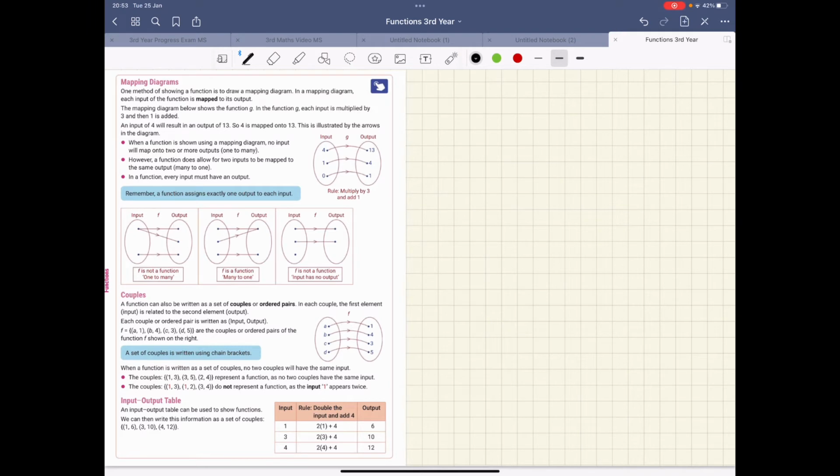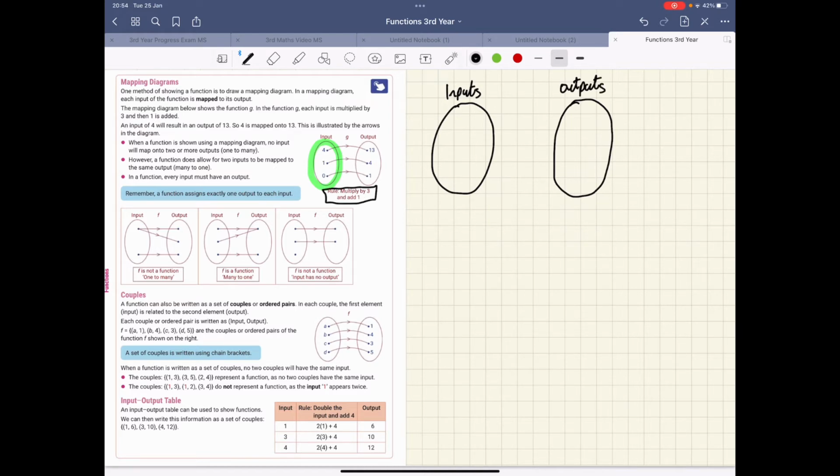On the next page, they talk about mapping diagrams. This is just a visual way of showing some of the functions that we deal with. In a mapping diagram, our list of inputs, the things that we're going to put into our function, is given its own oval shape. I can draw it out over here. So if I do a little oval shape like that, this represents my inputs, and these are going to get mapped onto my outputs. The rule in this case is multiply by 3 and add 1.